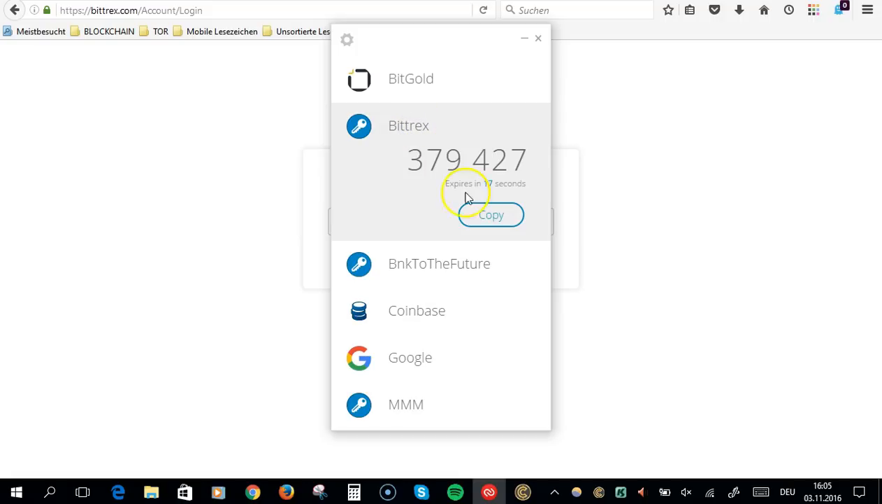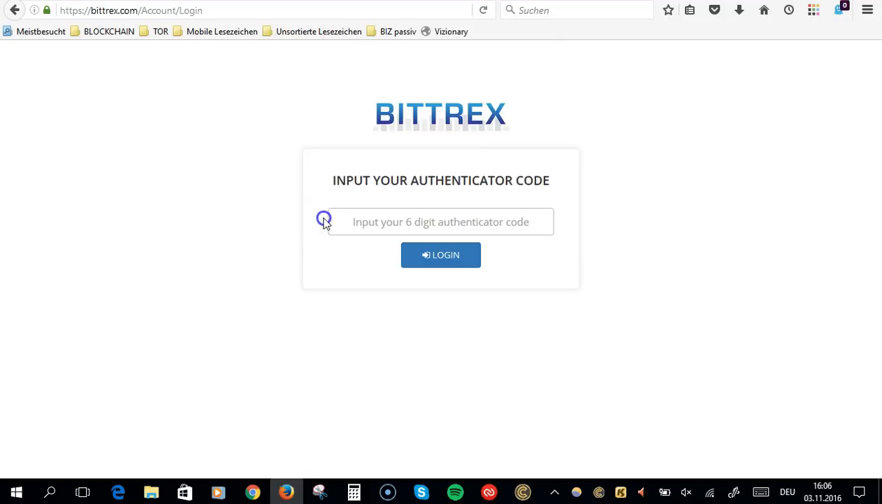So we have Bittrex here, and it's also cool because you only have this second verification code for a couple of seconds. As soon as it expires, there's a new one, and this is another layer of security for you. So you simply copy this, put it in, and there you go. It should work fine.